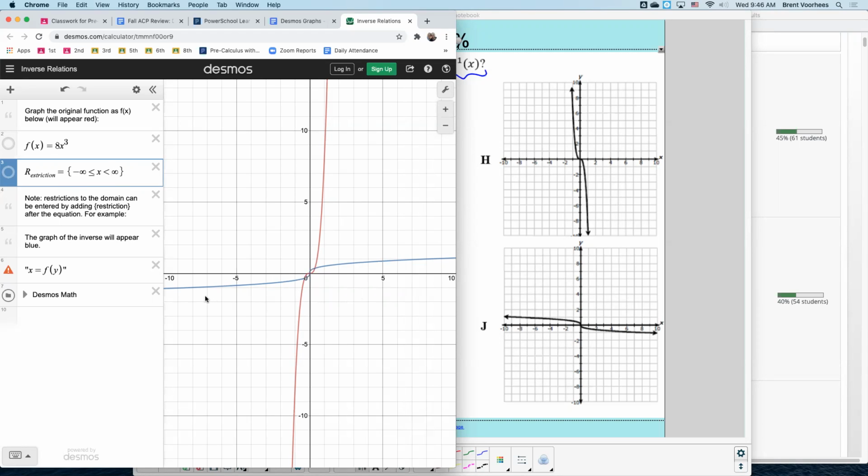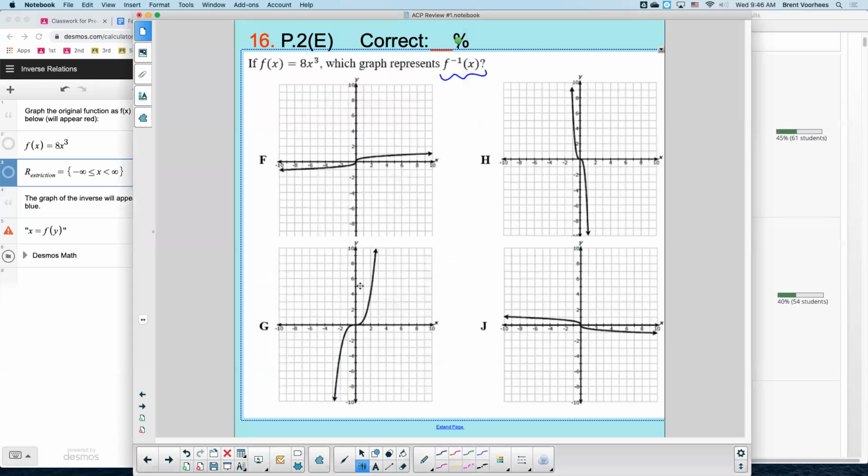Now, when you look at your graph, the blue is the inverse. Oh, I forgot to delete that note about restrictions, so that needs to be gone too. I need to update this graph. I updated it yesterday to make it more user-friendly, and I need to change it. Here's the instruction I wanted to read: the graph of the inverse will appear in blue. So there's the inverse. Now all you have to do is find the one that matches the blue.